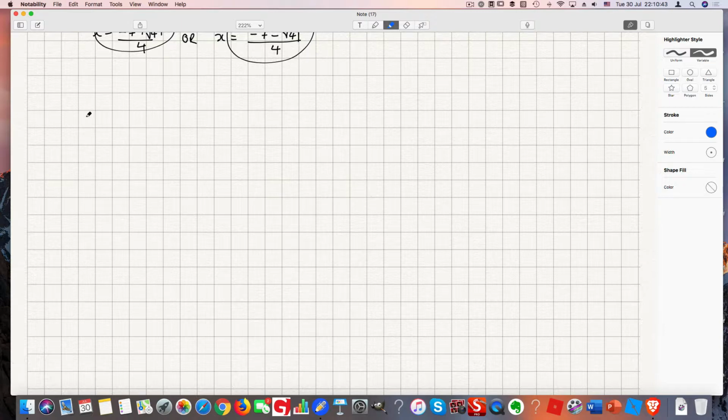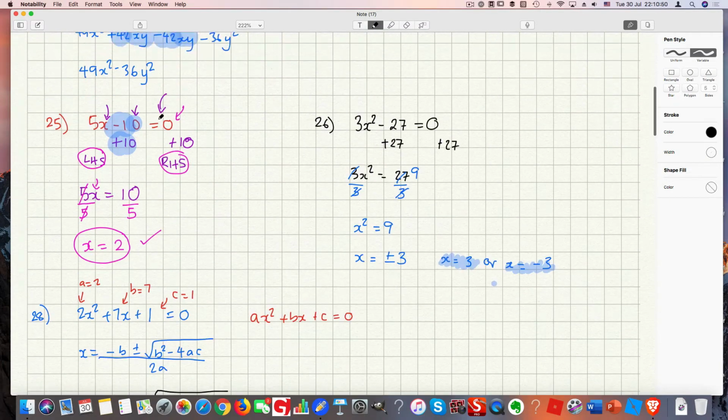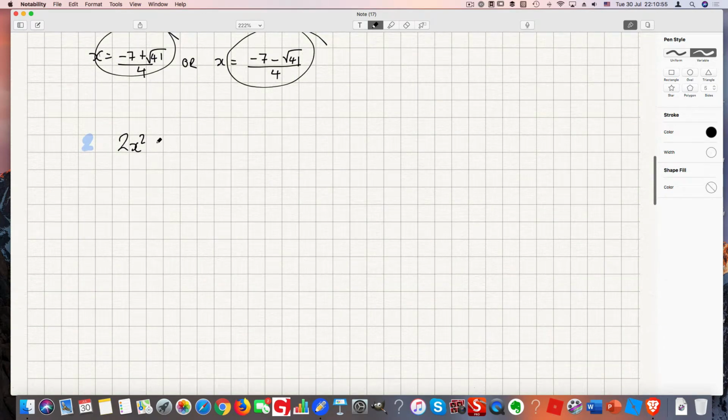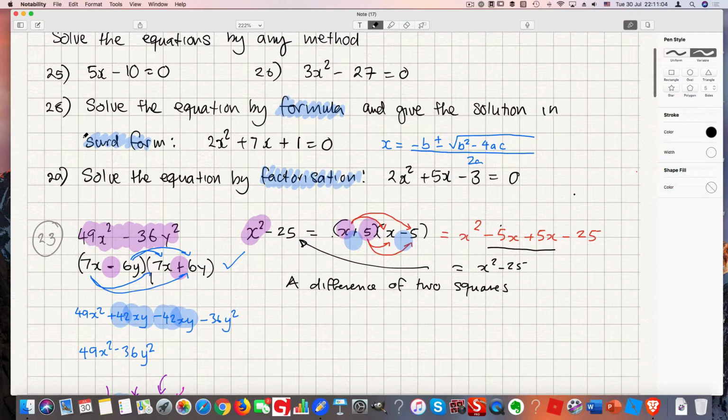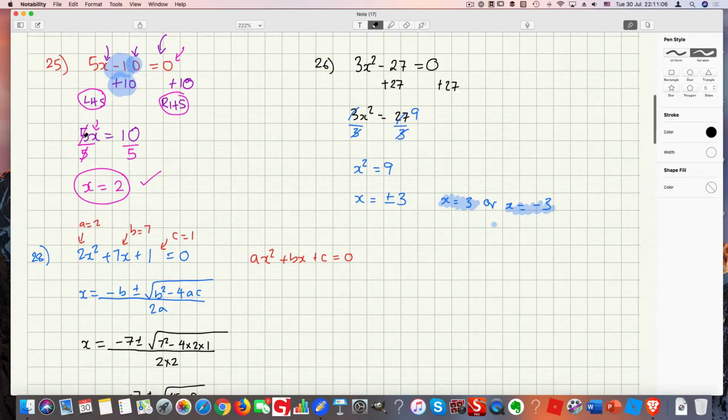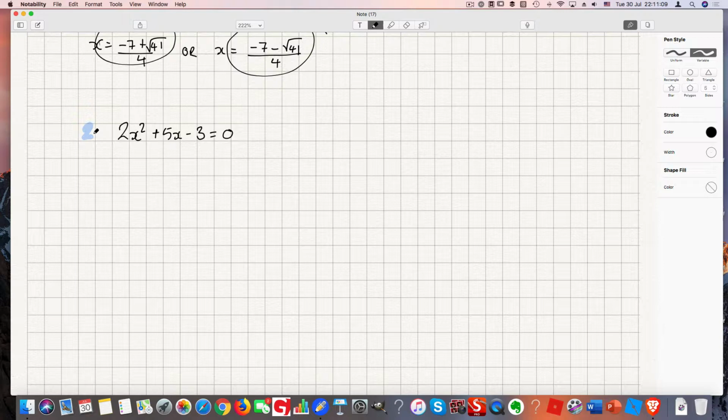2x squared plus 5x minus 3 equals 0. And I think that is number 29. Okay, so that's number 29. And we are using the factorization method.